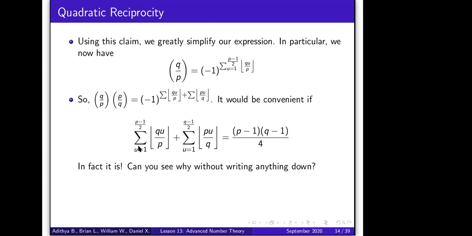Namely, the sum from u equals 1 to p minus 1 over 2 of floor of qu over p, plus the same thing when q and p are reversed, is equal to p minus 1 times q minus 1 over 4. This would prove the result, as now both sides are -1 raised to the same power. And actually, this identity is true. So just as a bonus, can anybody see why this is without writing anything down?